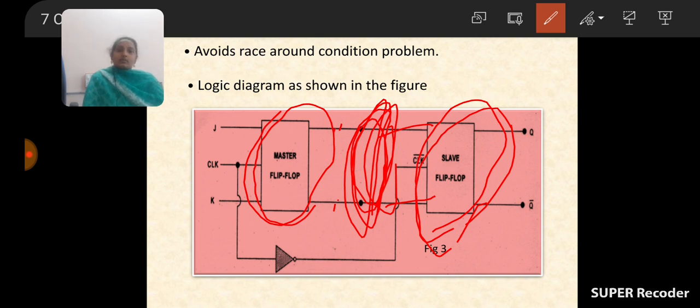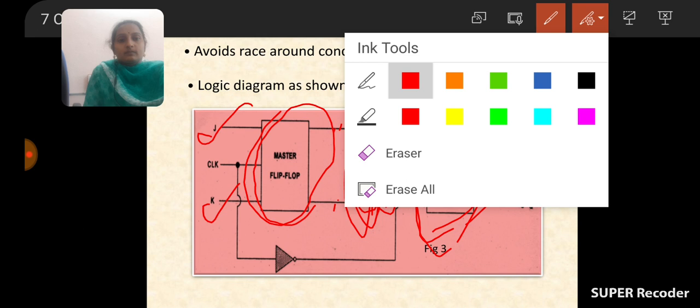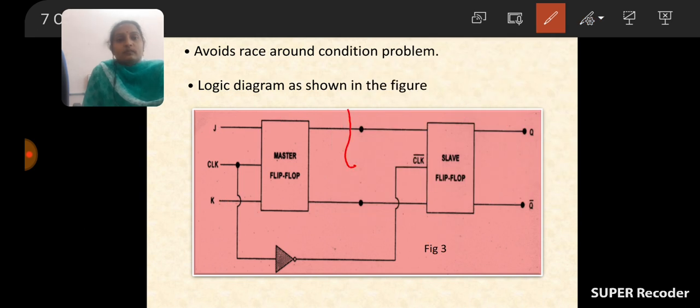And main inputs are applied across the first flip-flop, that is to the master flip-flop. What are the main inputs? J and K. So these are the prime inputs applied to the first flip-flop. And these outputs of the first flip-flop are applied to the inputs of the next flip-flop.